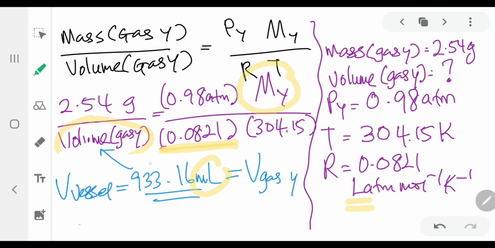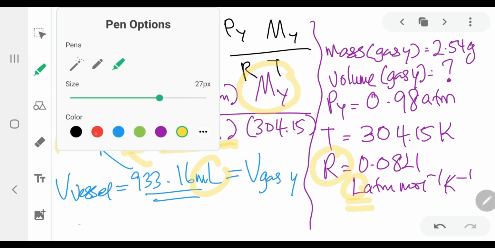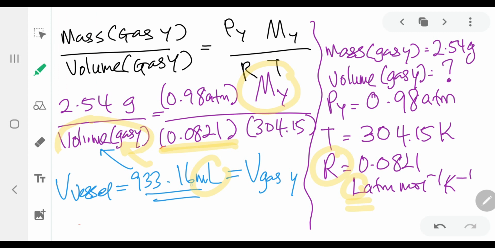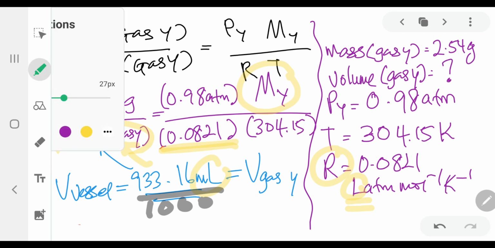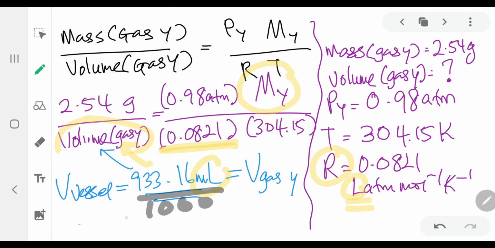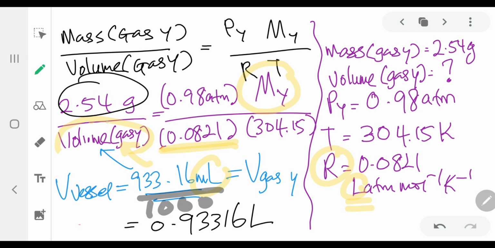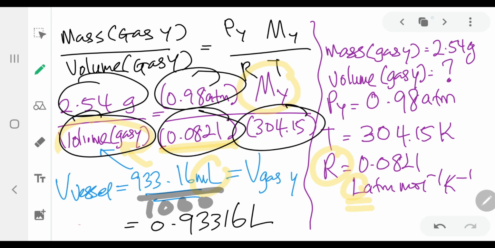Now you're going to put this value inside the formula that has R in it, so you have to change that into liter. To change that into liter, what you need to do, you're just going to divide that by 1000, and you get 0.93316 liter. We have that value, we have this value, we have that value, and that value, and that value. And now we can solve the problem. How do we solve that one?